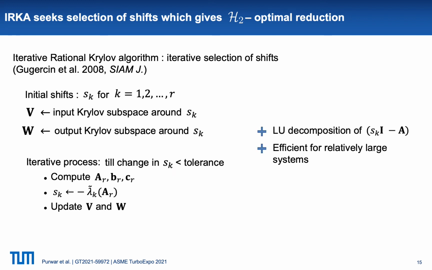In terms of computation, we only require the capacity to perform LU decomposition of this matrix, or an equivalent method which solves a linear system of equations of n by n dimension. In contrast to truncated balanced realization, where the computation of Gramians can be expensive, IRKA is more suitable for relatively larger systems. On the downside, the IRKA method does not guarantee that the stability of the full order model will be preserved. Therefore, we need to check for the stability of the reduced system after reduction.